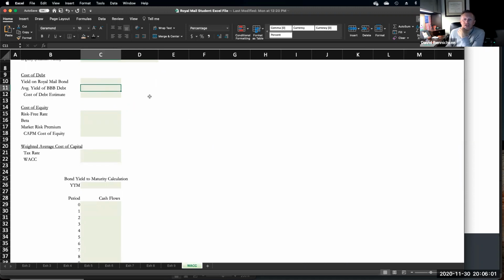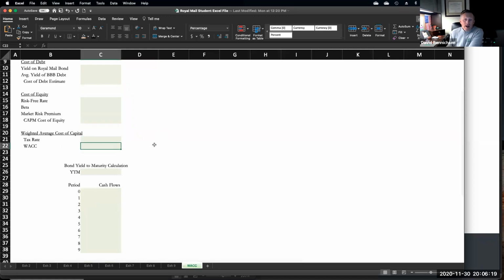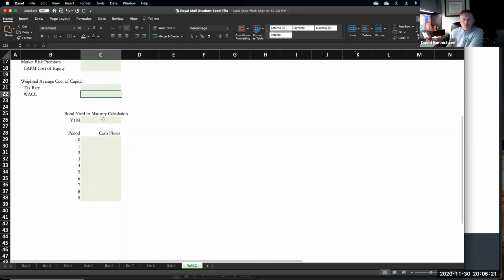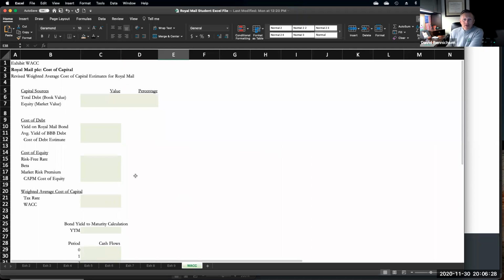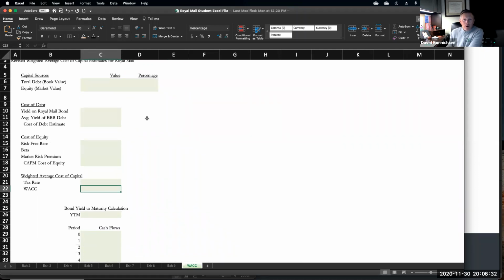What are the rating agencies' average bond yields to market for the investment grade rated bonds that Royal Mail has? What's the risk-free rate of return? What's the beta? What's the market risk premium? So therefore, what's my CAPM cost of equity? What's my tax rate? What's my WACC? And then just like we did before in the Excel file, what's my yield to market and what are my cash flows?